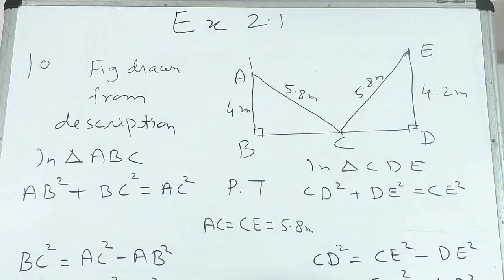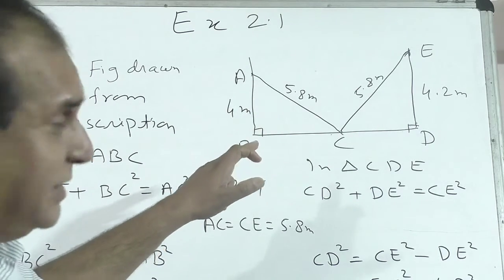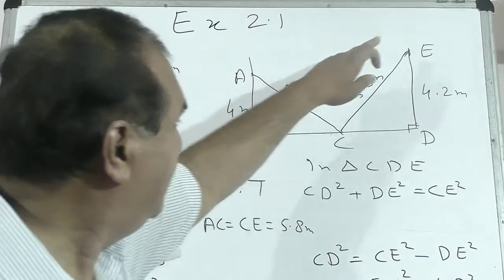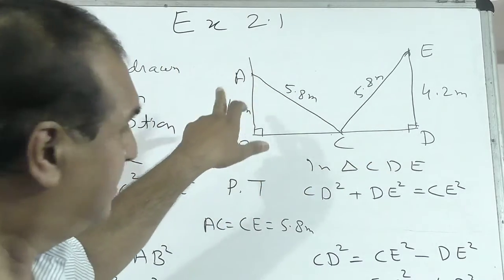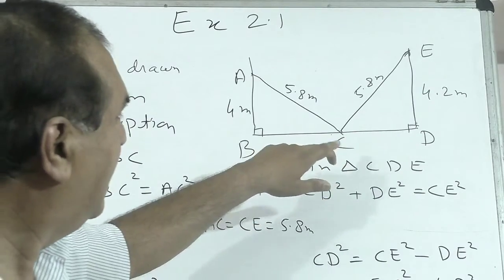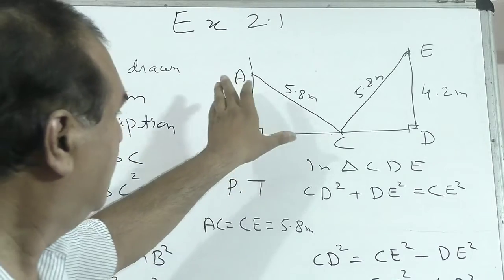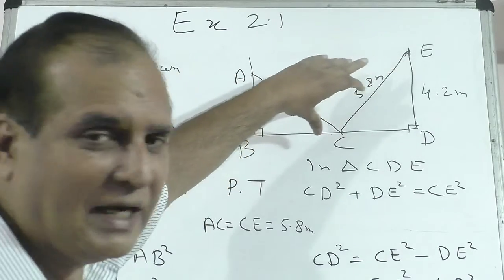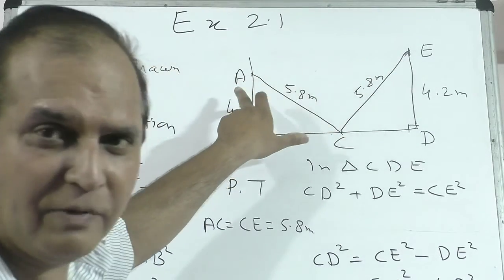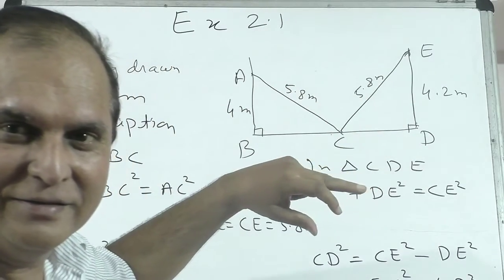Understood the sum? Figure drawn as per description. See, AB and DE are buildings, parallel. This is the road, opposite buildings. One ladder, let's name it AC. When it is turned to the other building, the length of the ladder will not change. It will stay only 5.8 meter, as given.